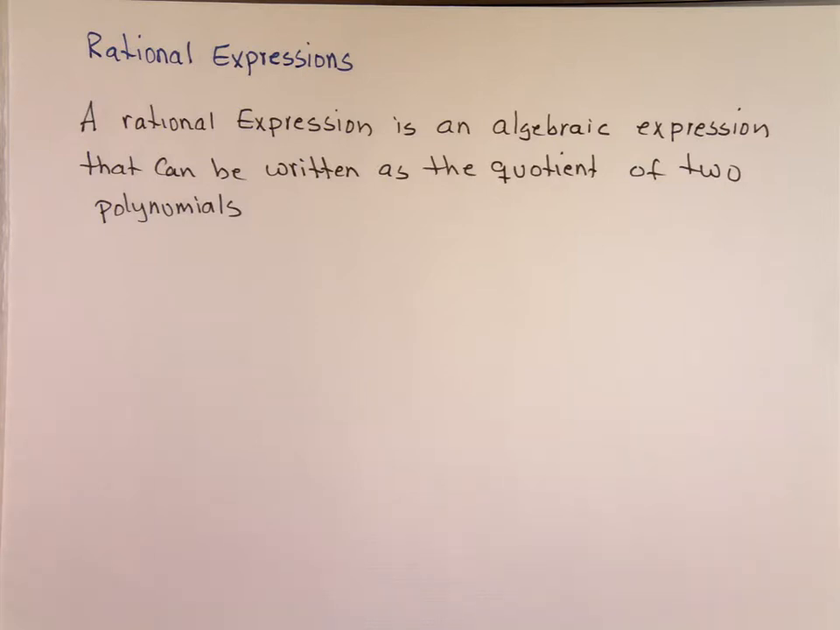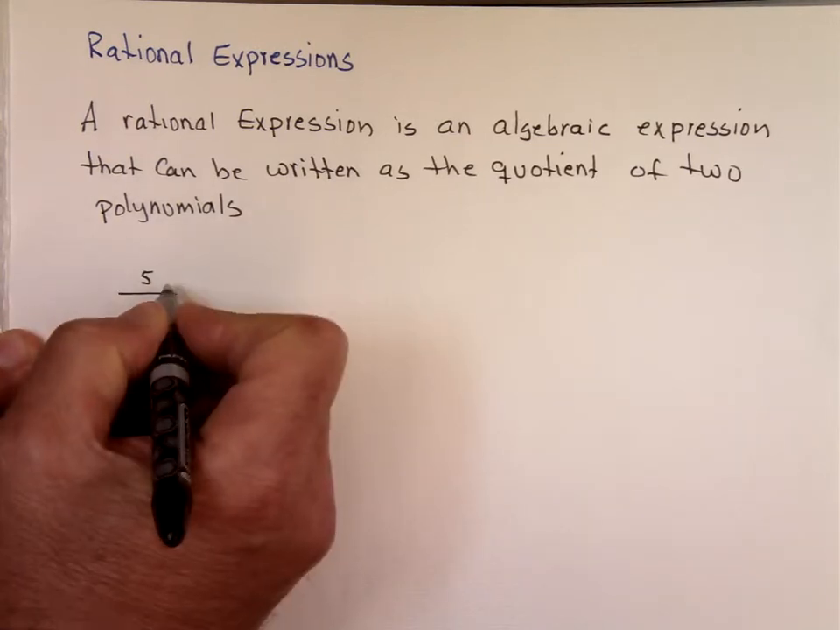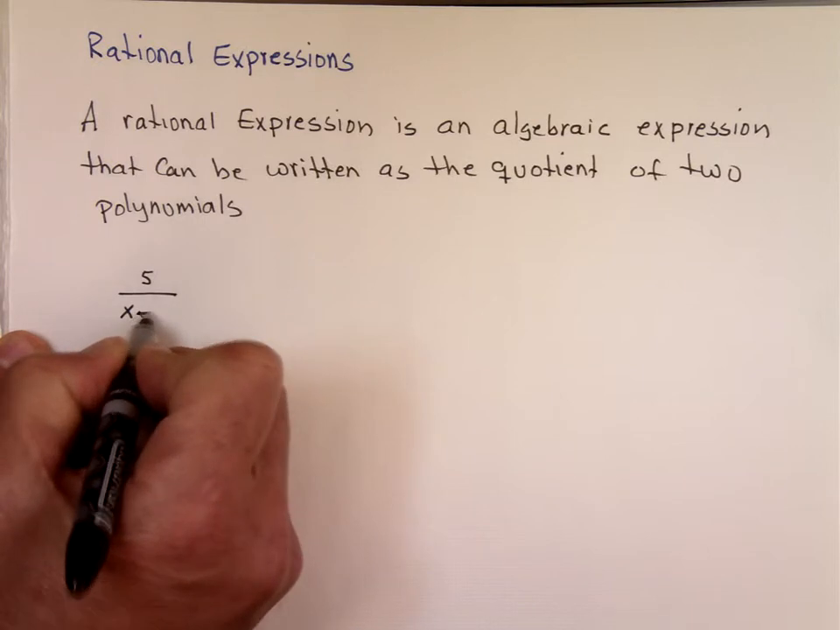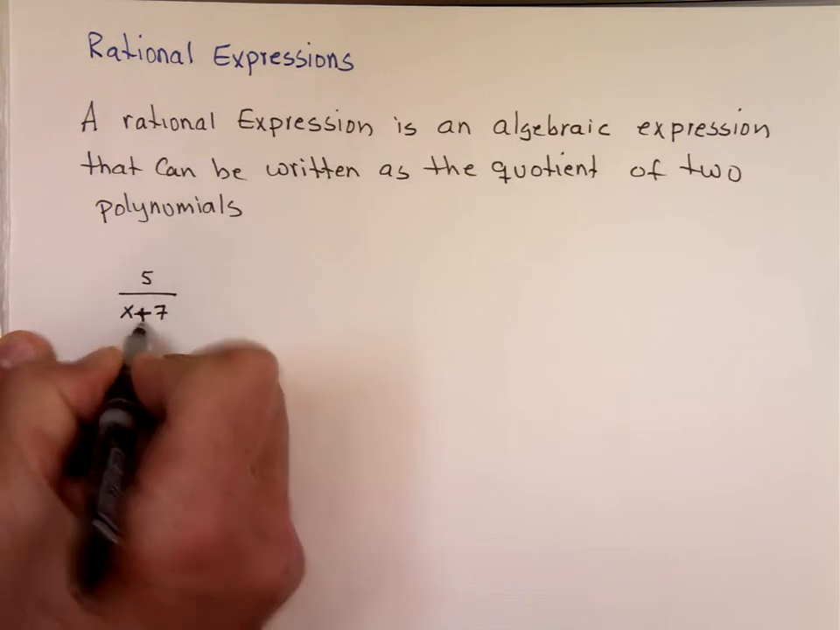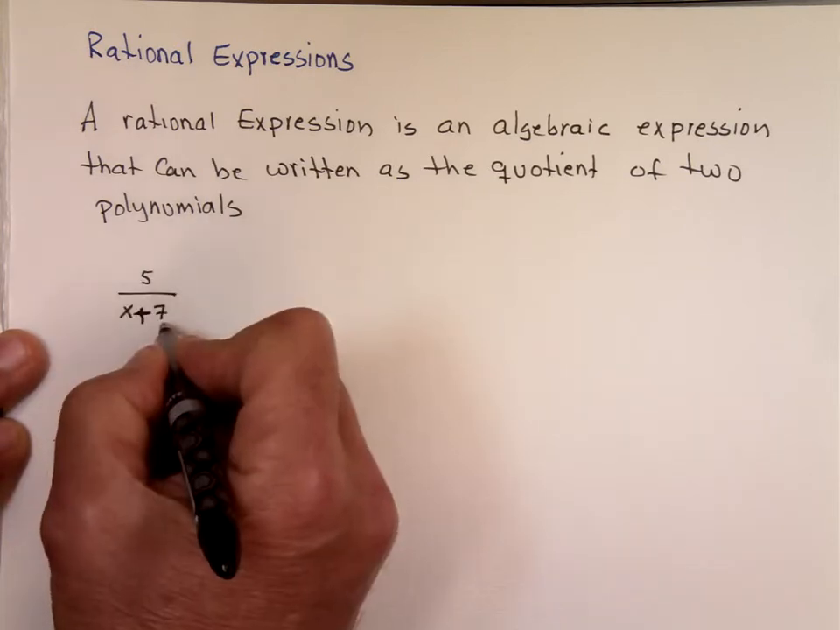The definition I wrote here is an algebraic expression that can be written as the quotient of two polynomials. Quotient, if you remember, means division. So a polynomial divided by another polynomial is called a rational expression. An example is 5 over x minus 7, or x plus 7, doesn't really matter, plus or minus. This is a rational expression. You got a polynomial divided by a polynomial.